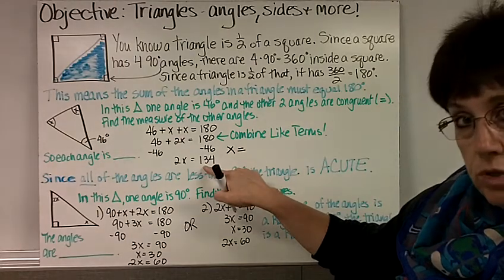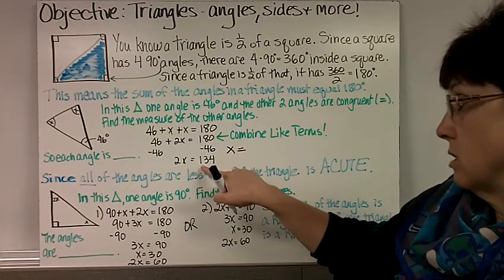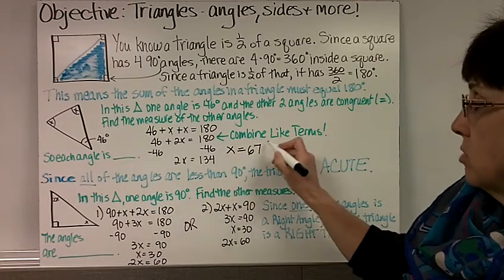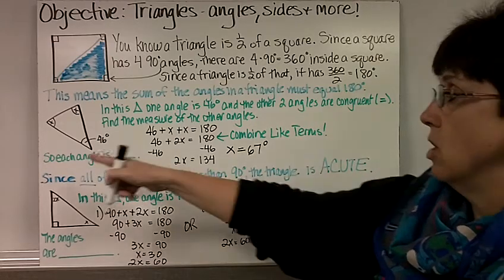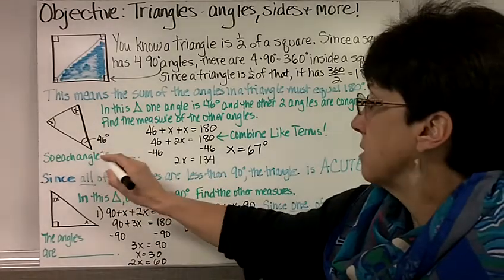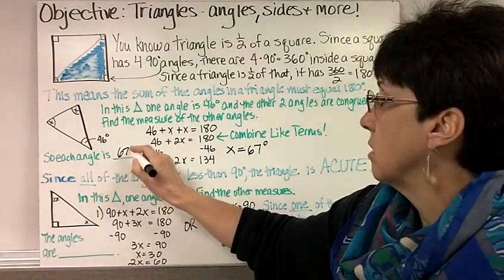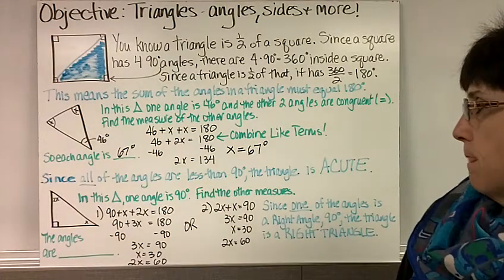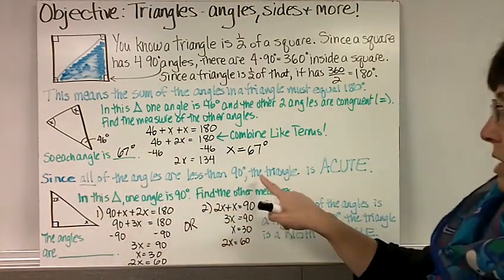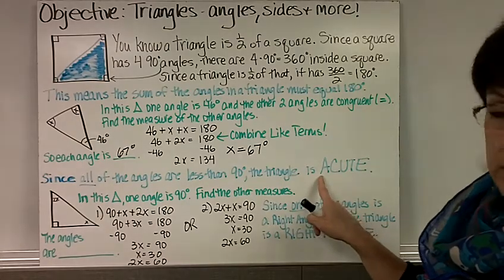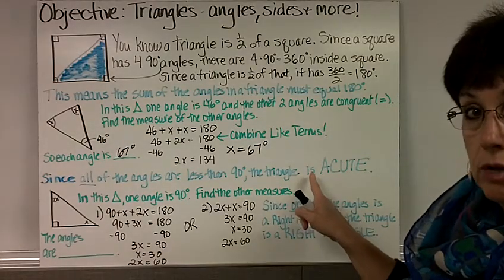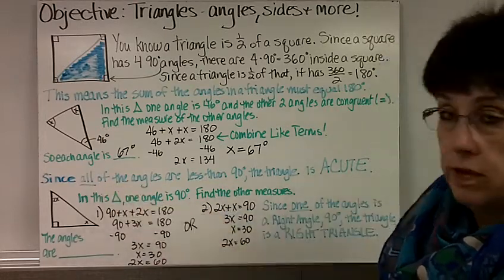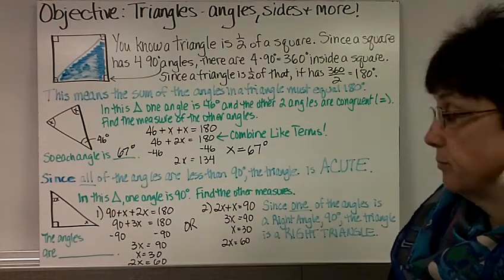Half of 134, well, 2 goes into the 13 6 times with 1 left over, and then 2 goes into 14 7 times, so it's 67 degrees. So each angle x is 67 degrees, not the 46, okay, doesn't mean that one. All right. And since all of these angles are less than 90 degrees, the triangle is acute. In order for a triangle, when you're naming it by the angles, in order for it to be acute, all of the angles must be acute.